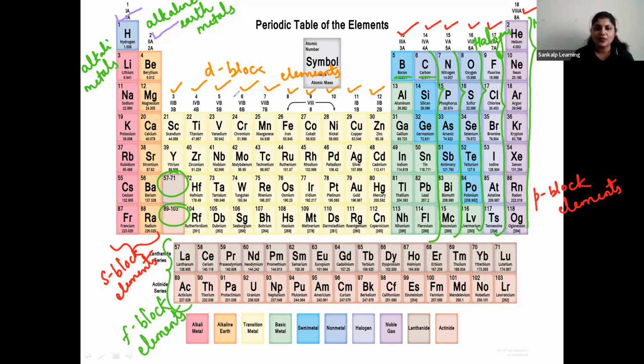Then these are D block elements, also called transition elements. Then F block elements, the upper ones are called the lanthanide series, and the lower ones are called the actinide series. So this is the brief introduction to your periodic table.